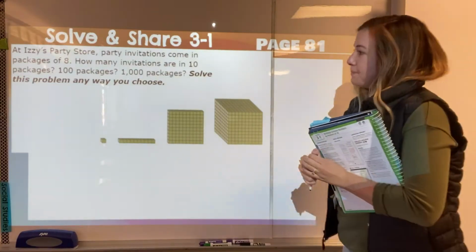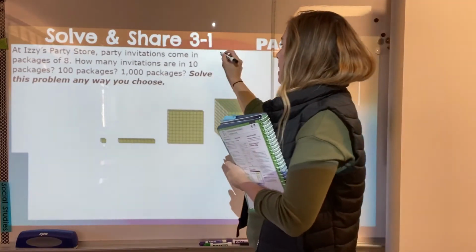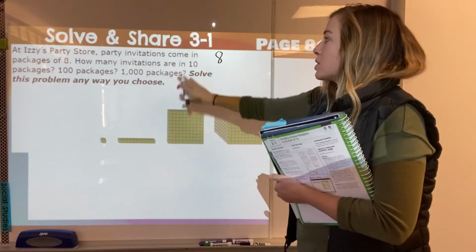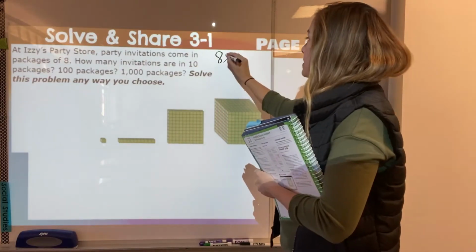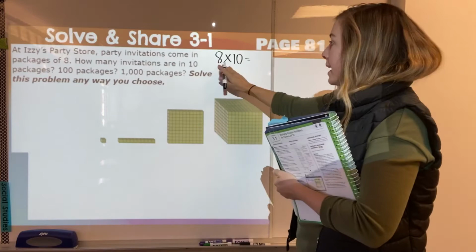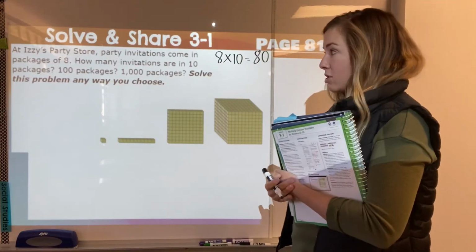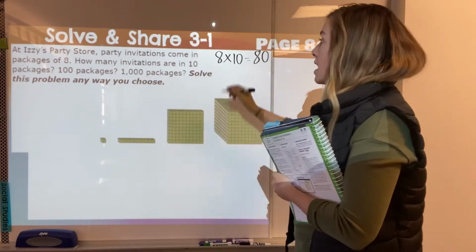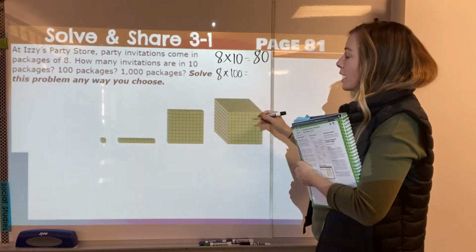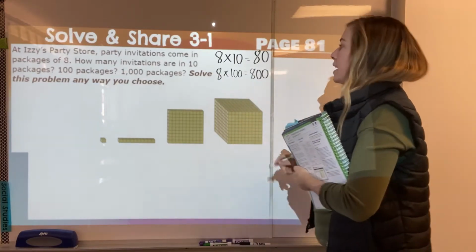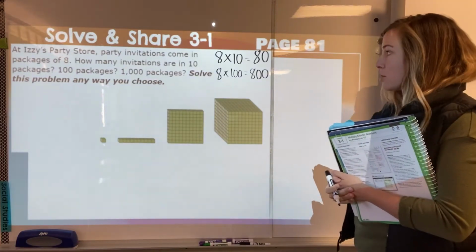Okay, so in our first part of the problem, it says that invitations come in packages of 8. So it wants to know how many are in 10 packages. Well, I have to take that 8 10 times. Well, 8 times 10 is 80. So there would be 80 invitations in 10 packages. Then it wants to know in 100. So if I do 8 times 100, I would have 800. So there's 800 invitations in 100 packages.